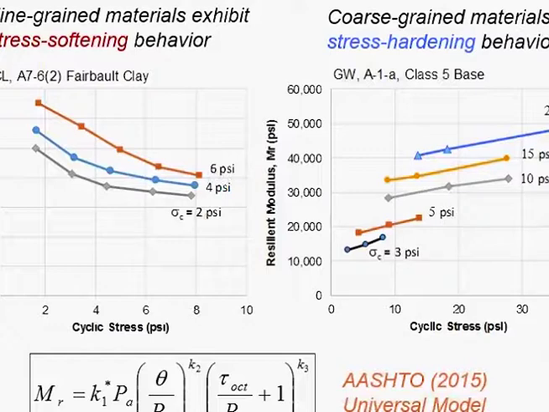And we have this short form of the universal model that allows us to relate resilient modulus to these coefficients. It's really just a curve fitting exercise, but K1, K2, and K3 help define a model that captures this stress-dependent behavior.